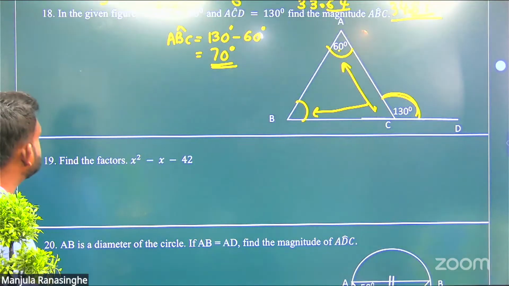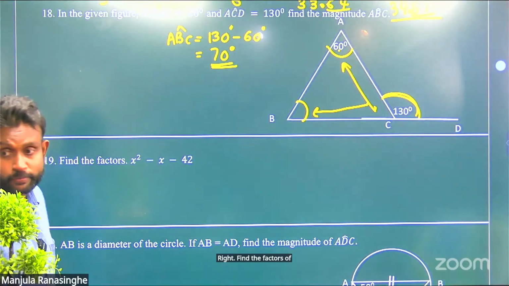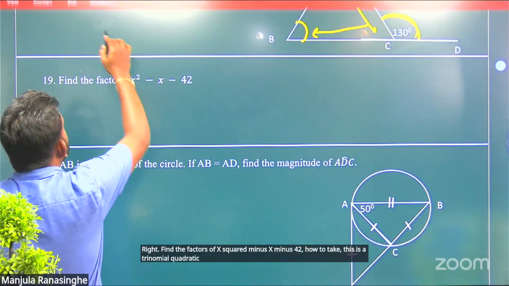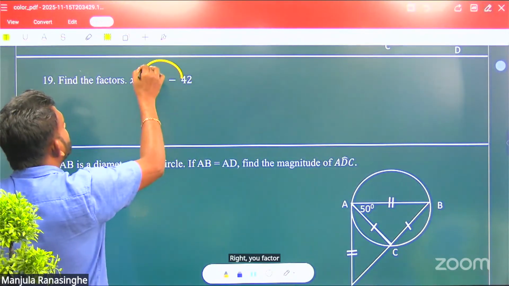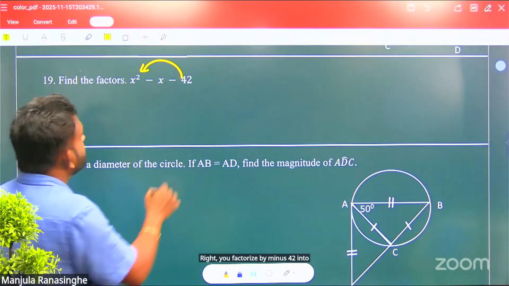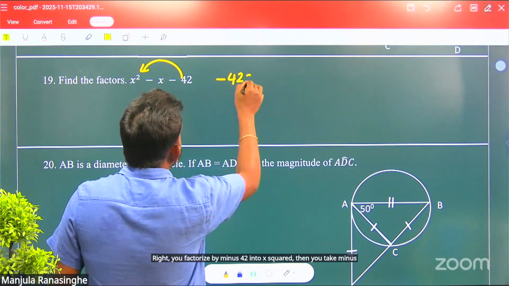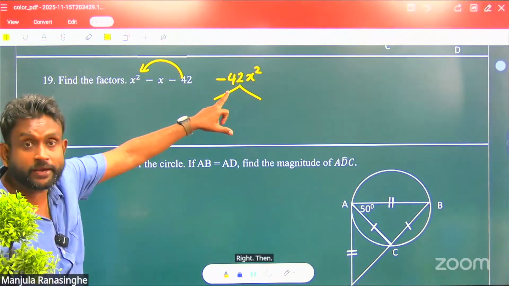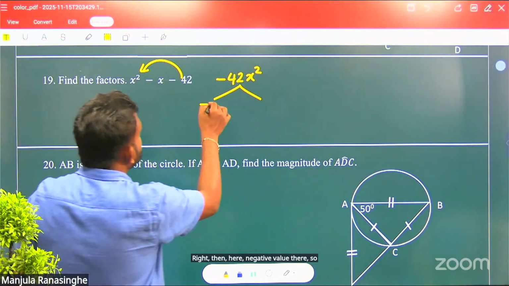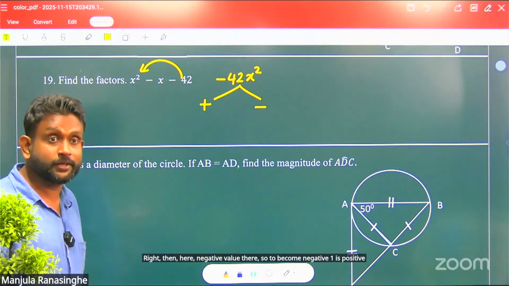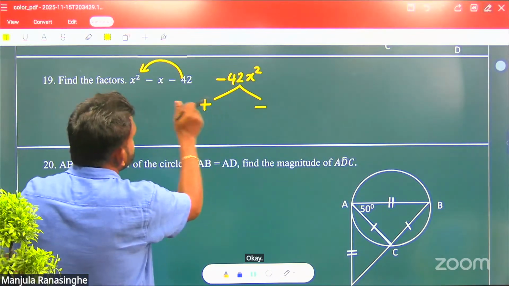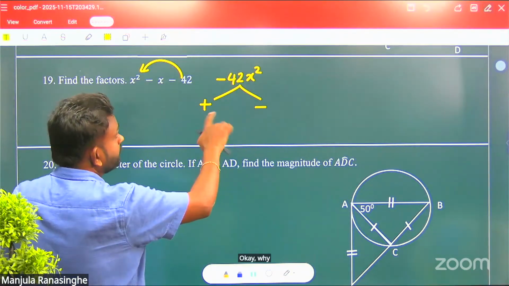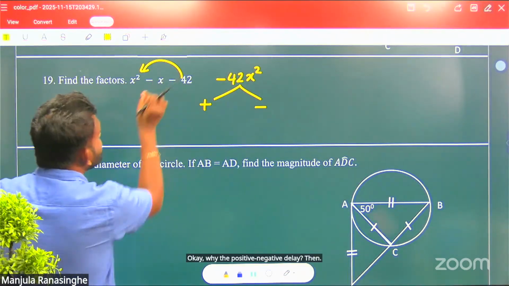Right. Find the factors of x squared minus x minus 42. This is a trinomial quadratic expression. You factorize by multiplying minus 42 into x squared. Then here is a negative value, so to become negative, one is positive, the other one is negative. Then the difference should be negative 1x. Why the positive-negative dealing? Then what is the difference 1?